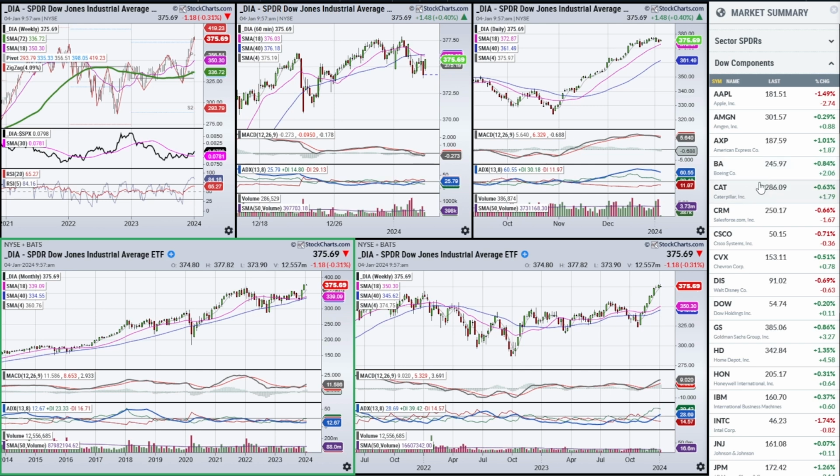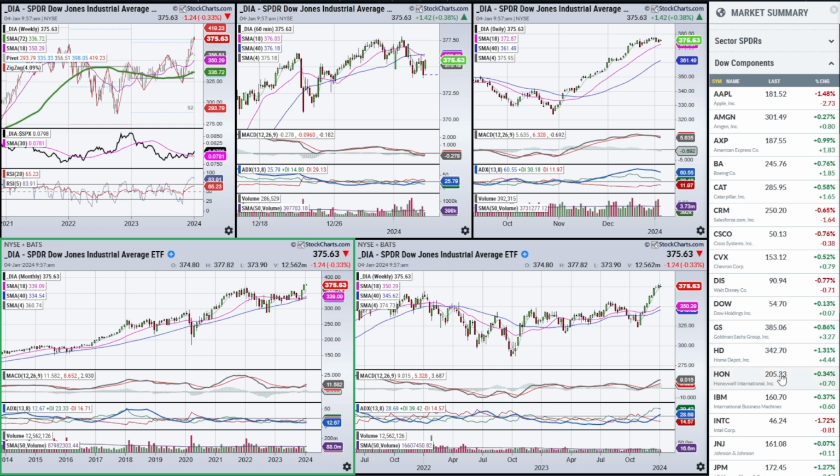Caterpillar is showing a lot of strength. CRM maybe a little overbought, needs to pull back. Cisco not all that exciting, neither is CVX. Disney does look like it's trying to make a low, but then look at something like Goldman Sachs and Home Depot. Look at the strength of the move. Those are igniting moves. Those aren't the end of a move. That's the beginning of one.